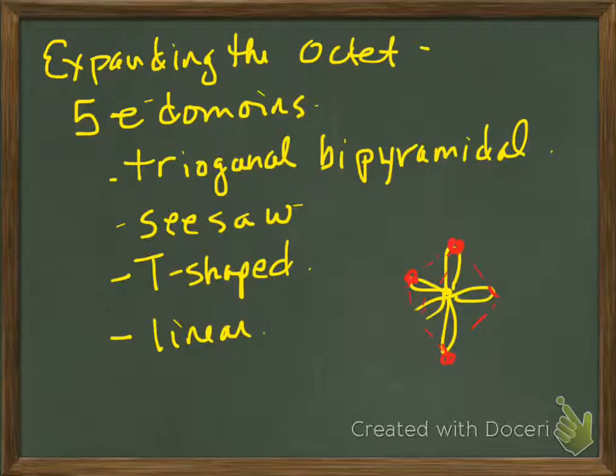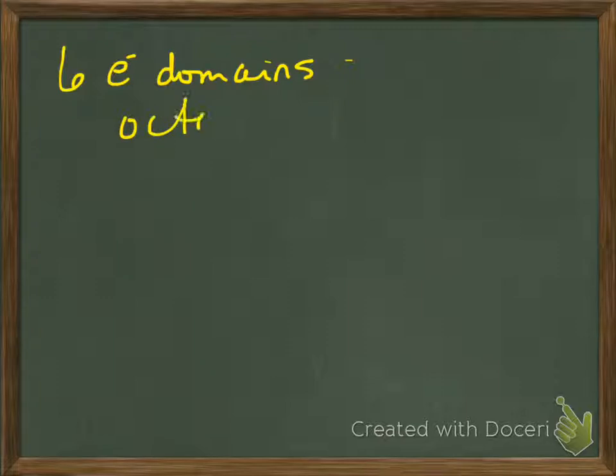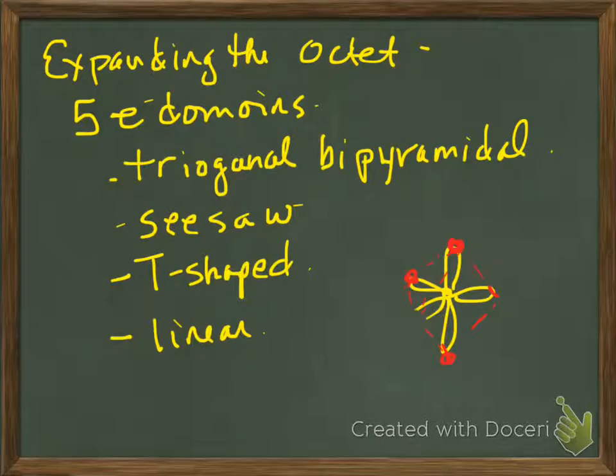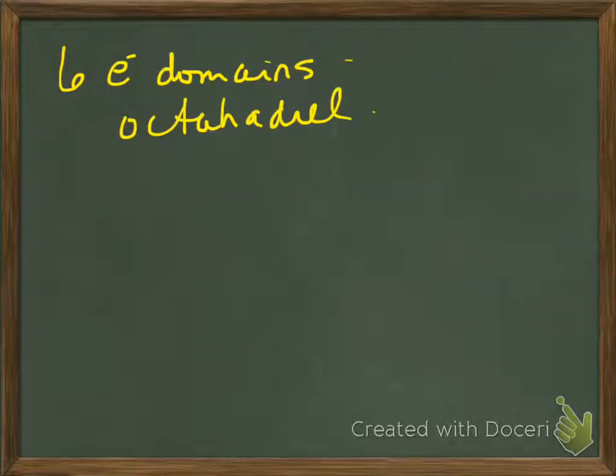Okay, and then the last kind of electron domain is something that has six electron domains. This is your octahedral. Oh, you know what I forgot? Sorry, let's go back for just a second. The angles here, you have 90-degree angles, you have 120-degree angles, and if you have T-shape or seesaw, you will have 180-degree.